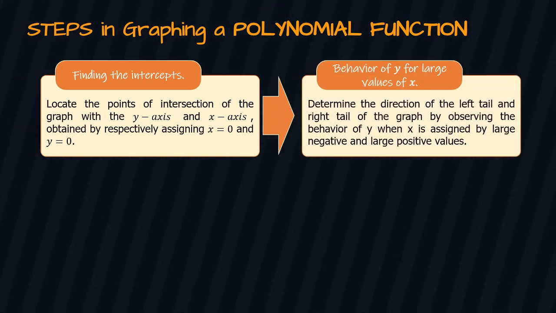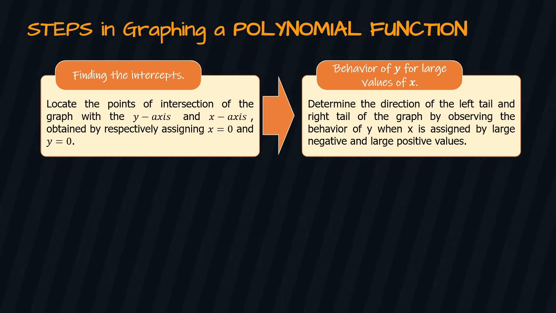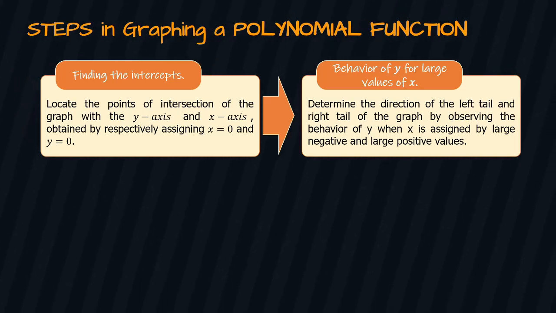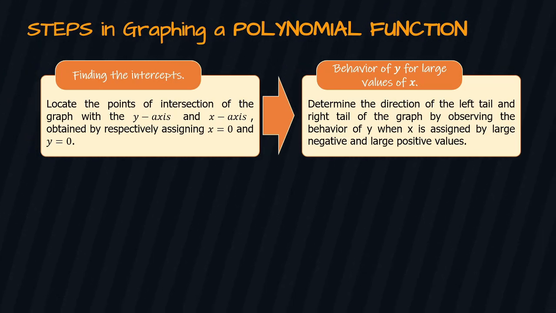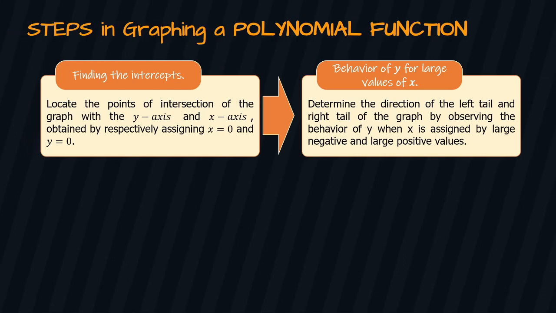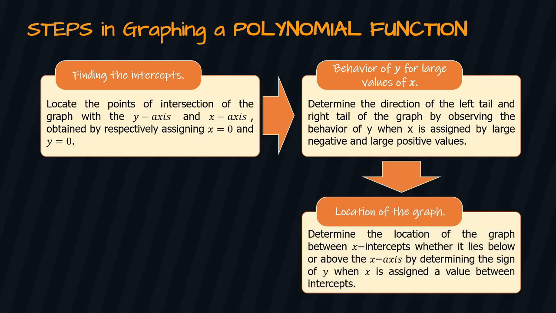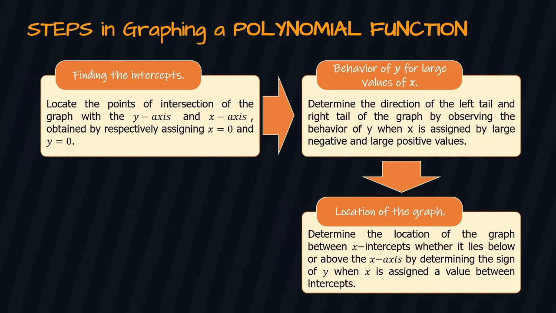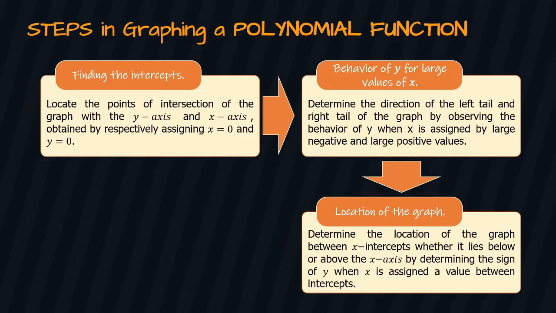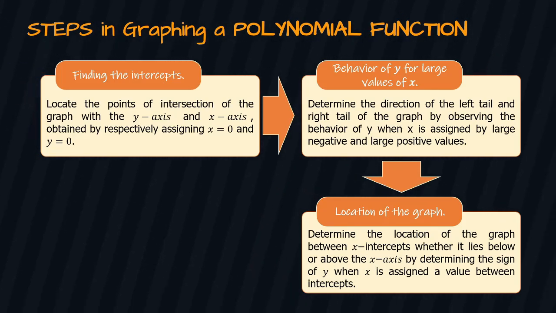Then, we have to find the behavior of y for large values of x. We determine the direction of the left tail and right tail of the graph by observing the behavior of y when x is assigned large negative and large positive values. Then, we find the location of the graph. We determine the location of the graph between x-intercepts, whether it lies below or above the x-axis, by determining the sign of y when x is assigned a value between intercepts.